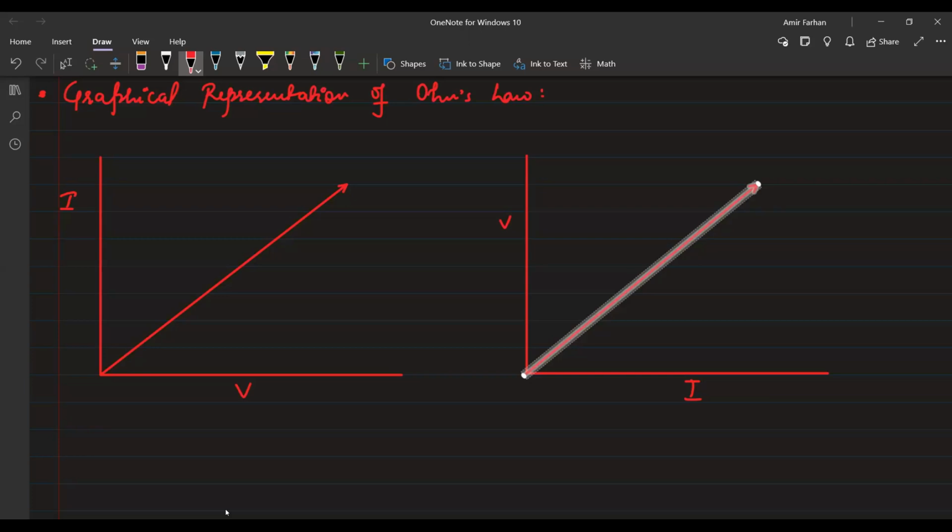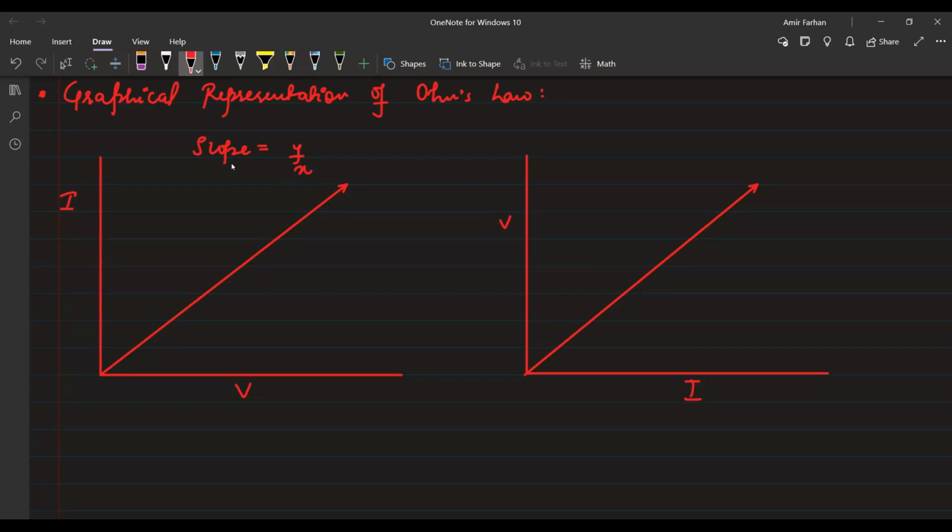Okay, no issues. Basically, when you take the ratio of the y-axis to the x-axis, that ratio is called slope. Slope is the y-axis upon the x-axis. Clear? That is called slope. When you take the ratio of the y-axis to the x-axis, that ratio is called the slope of the graph.